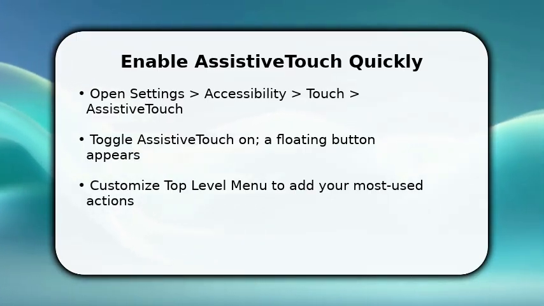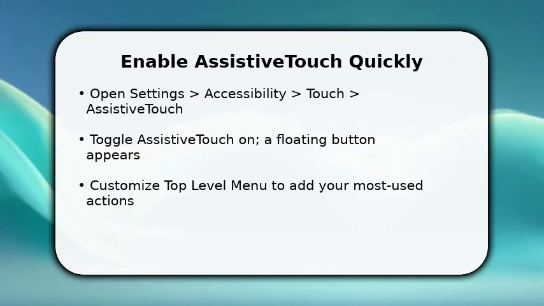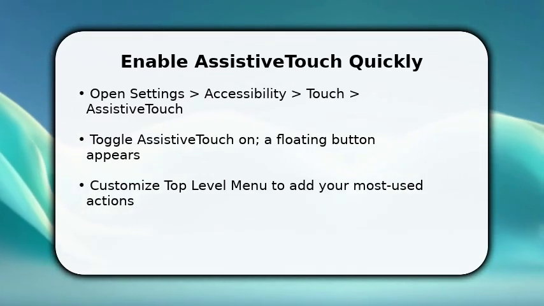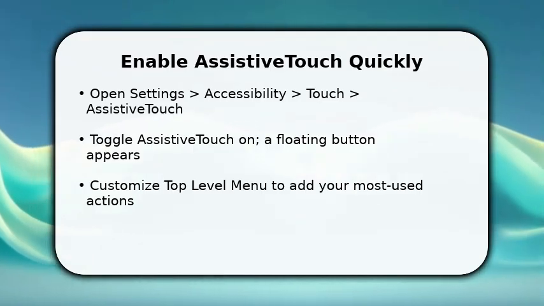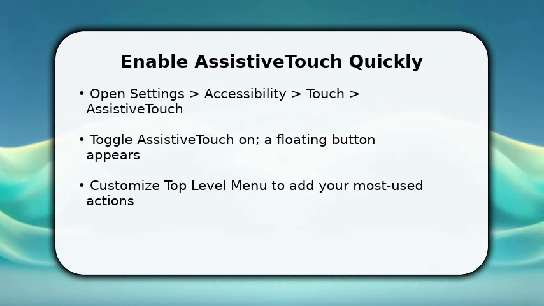Once done, make sure to tap Customize top-level menu to add actions like Home, Siri, and Custom Gestures. Doing this now saves time later and lets you adapt the control to the exact taps you use most frequently.